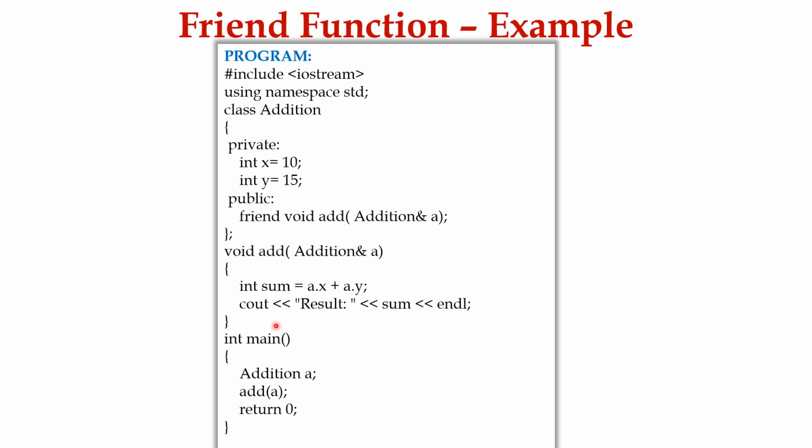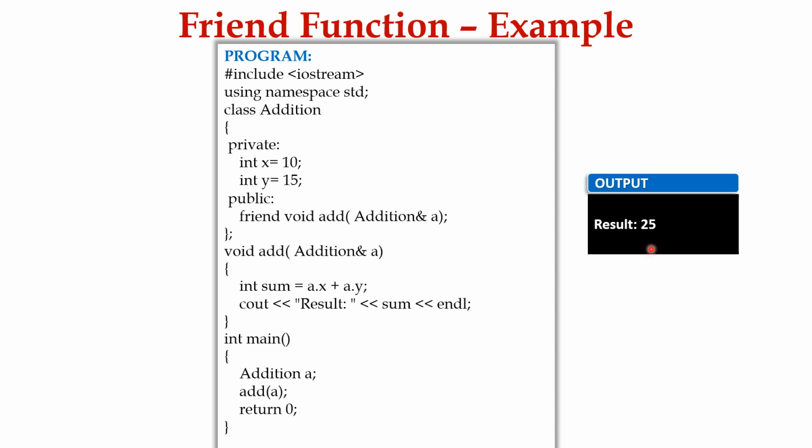Now the control moves to the add function. Using the reference of object A of the addition class, it accesses the private variables x and y and performs the addition operation, that is 10 plus 15. 10 plus 15 is equal to 25, which is stored in the variable sum. Using the cout statement, the value of the variable sum is displayed to the user as shown in the output.